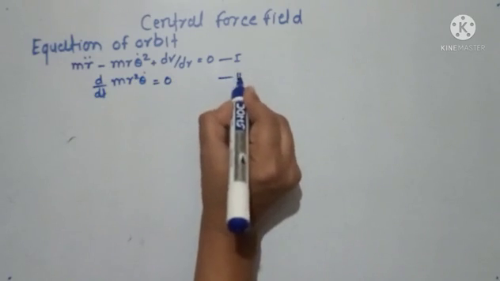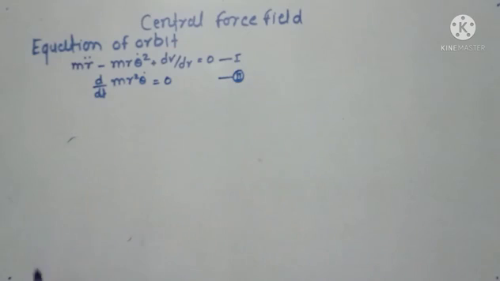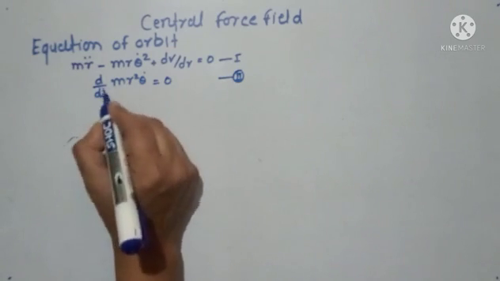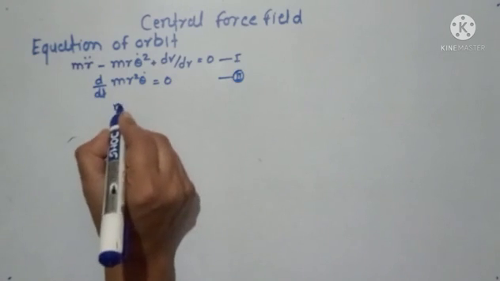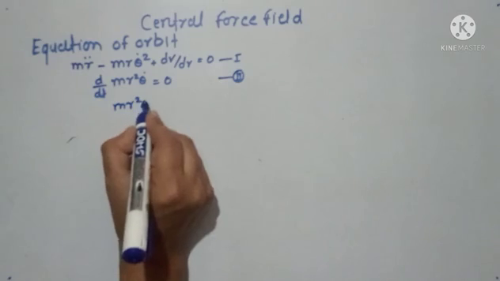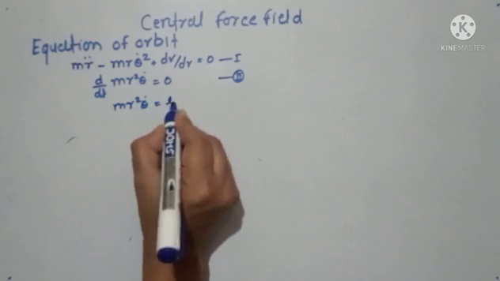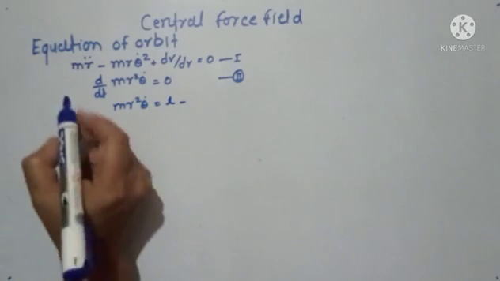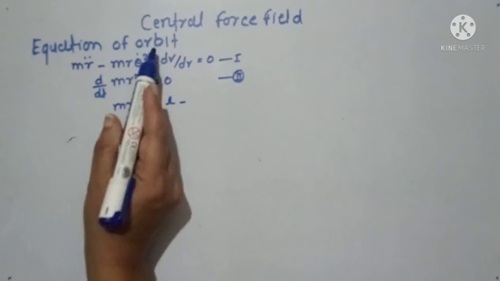So this was the second Lagrangian equation, and we have also seen that this term is constant as its derivative is 0, and we have derived this term as L, which is the angular momentum. Okay, now we want to derive the equation of the orbit.